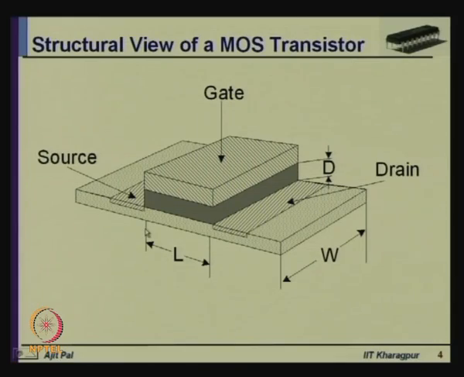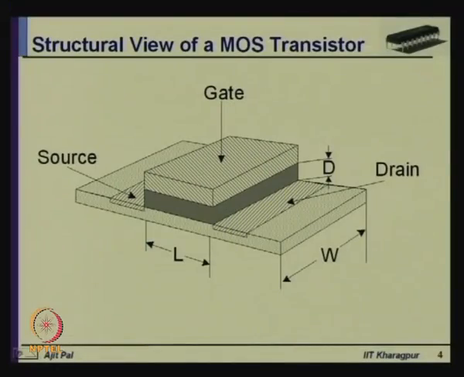I am calling it physical because when you do the fabrication of a MOS transistor, you decide the length of the channel, the width of the channel, and the thickness of the silicon dioxide. These three are decided at the time of fabrication. So, these physical parameters will affect the operation of a MOS transistor, and obviously its electrical characteristics. So, we shall express the drain current in terms of these three physical parameters: L, the length of the channel, W, the width of the channel, and D, the thickness of the silicon dioxide layer.